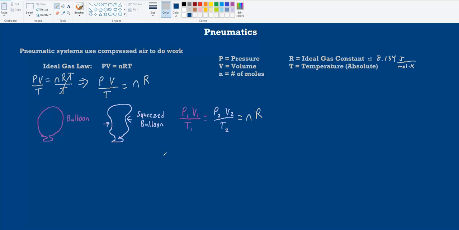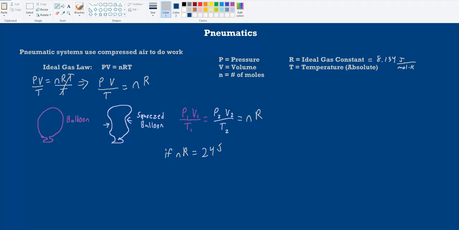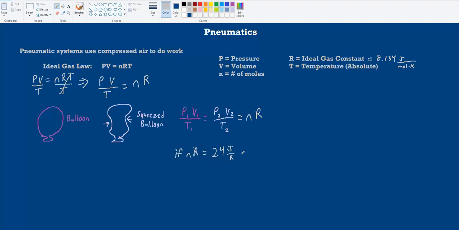And let me see if I can explain this a little bit better. Let's say our n times our R, so our number of moles multiplied by our constant, is equal to exactly 24. It would be joules per Kelvin. And it would be joules per Kelvin because R is joules per mole per Kelvin, and we're multiplying n by R, and n is number of moles. So moles is on top and moles is on bottom, and so it will cancel out, and you'll be left with joules per Kelvin with n times R. But let's go ahead and just ignore units from here.